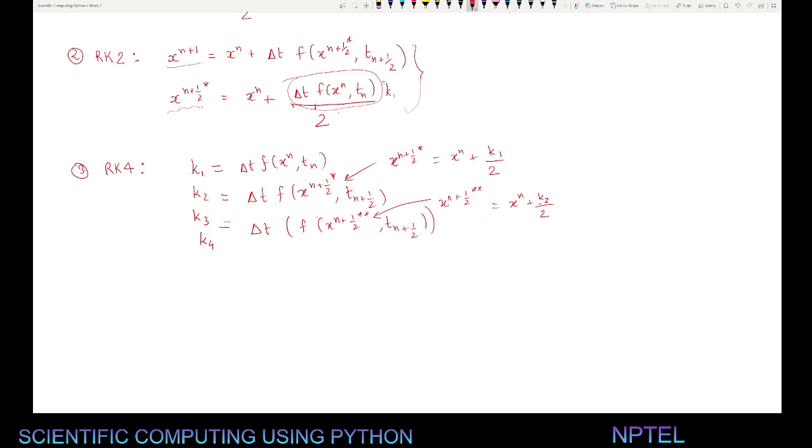Okay, so we are trying out different combinations. K4 is going to be delta t f of xn plus 1. So this will be one full thing. Triple star and tn plus 1. And again, the formula for triple star inverse K3. So it is going to be xn plus K3, not divided by 2, because we are taking one whole step, right? It is n plus 1.